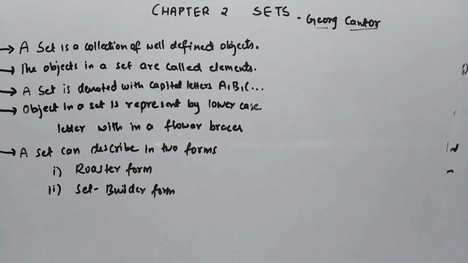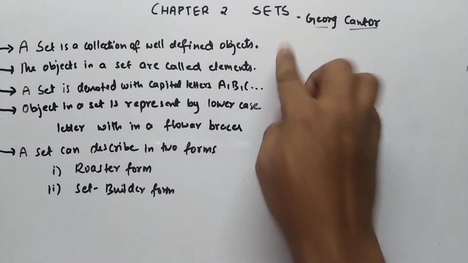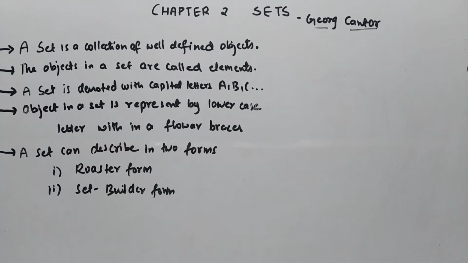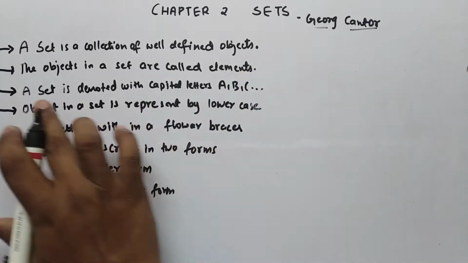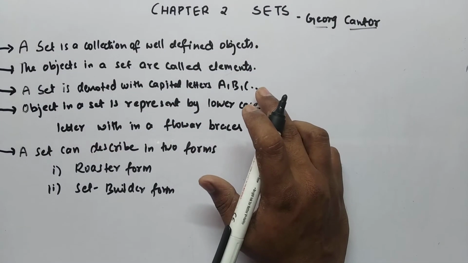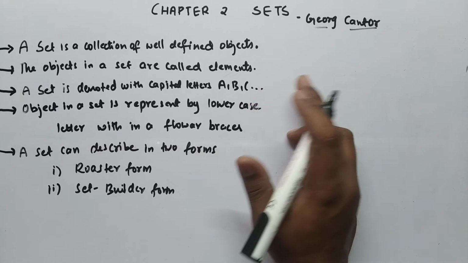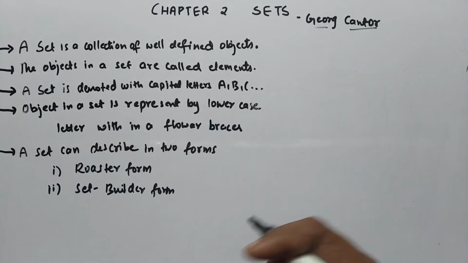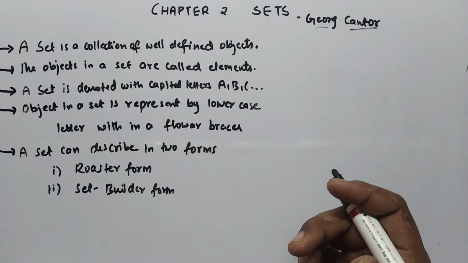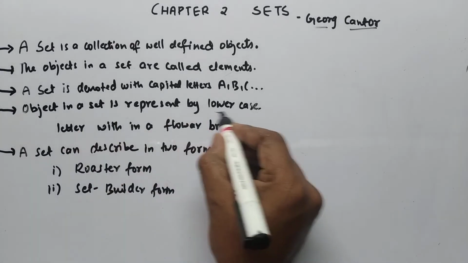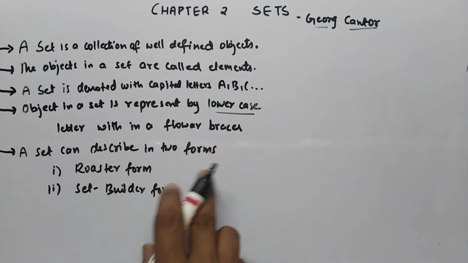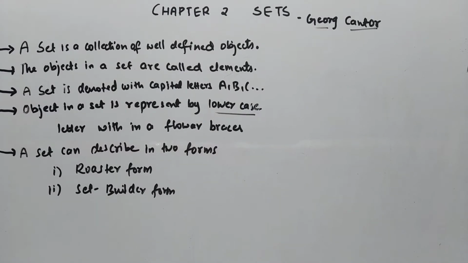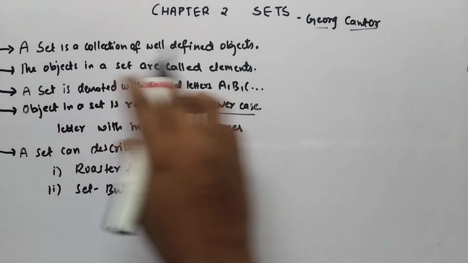Now you have understood that a set is a collection of well-defined objects, and the objects in a set are called elements. A set is always represented by capital letters, and objects in the form of letters or alphabets should be represented in lower case, inside flower braces. A set can be described in two forms: roster form and set builder form. Let me tell you this with an example.